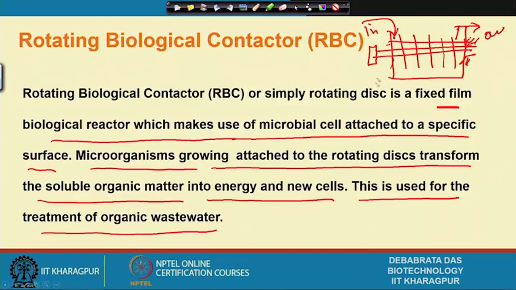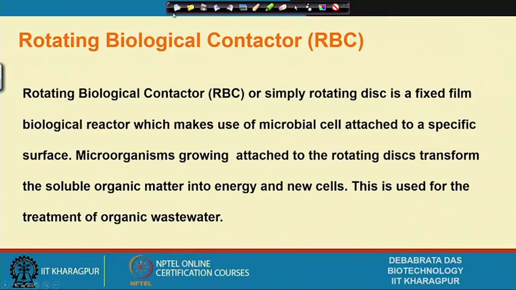So, it is rotating at a very low RPM. When it rotates, the circular disc, when immersed in the water, will touch the surface of the liquid. So, it has the wetted surface. On the wetted surface, the cell will be immobilized, and the organic material present in the liquid will be utilized by this cell and produce cell mass, carbon dioxide and other compounds. So, some kind of degradation of the organic matter will take place.